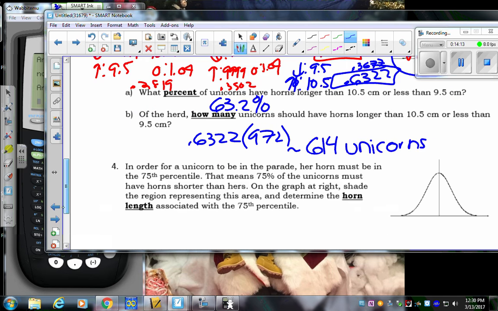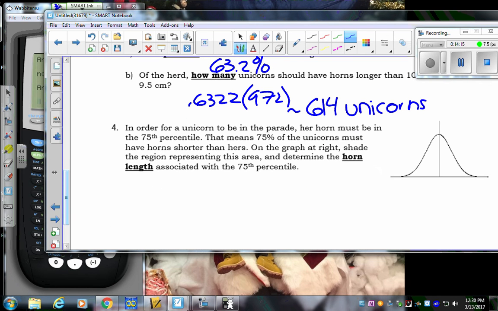All right, now the last piece. In order for a unicorn to be in the parade, we're picky here, guys, okay? Her horn must be in the 75th percentile. So remember, that means that 75% of the unicorns must have horns shorter than hers. On the graph at the right, shade that region, and then we're going to find it.